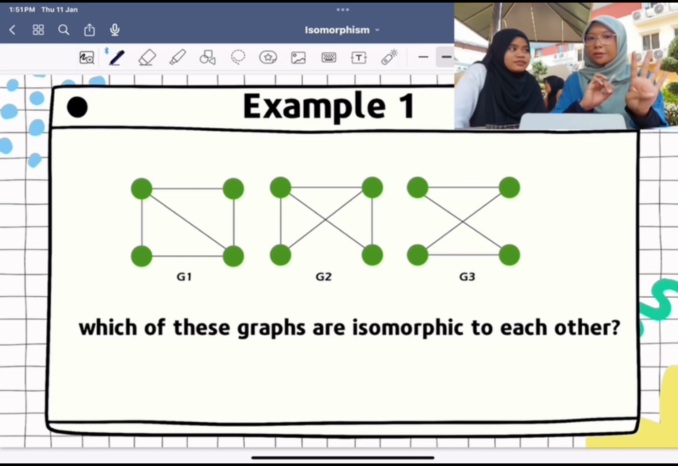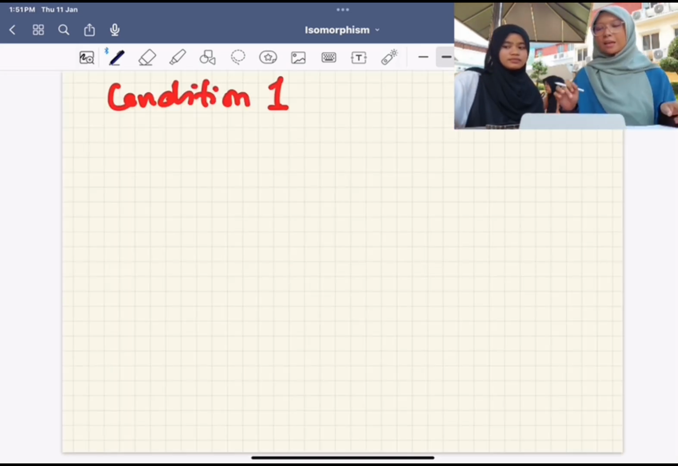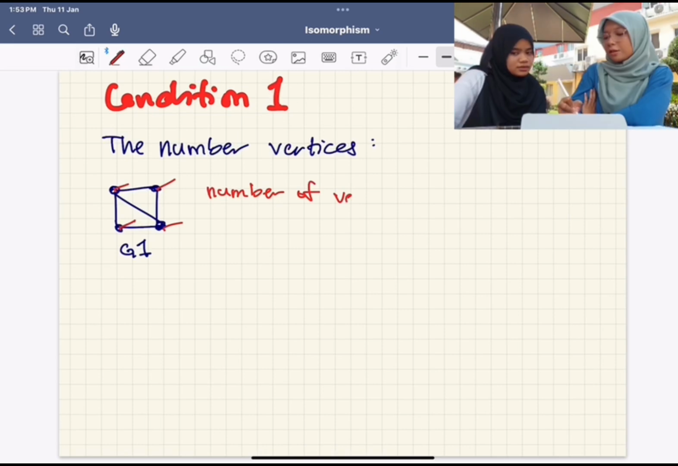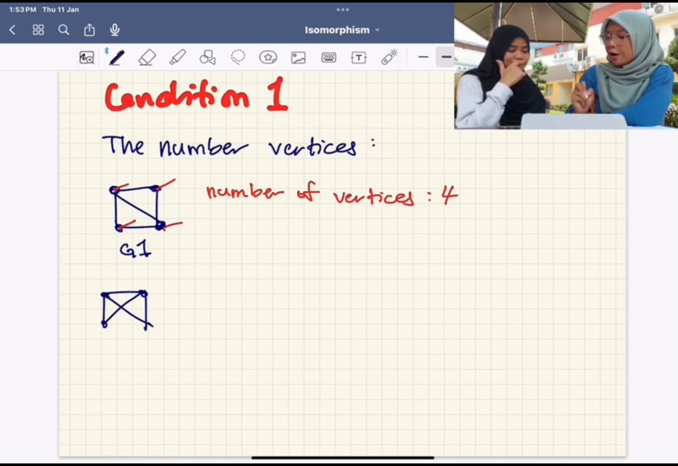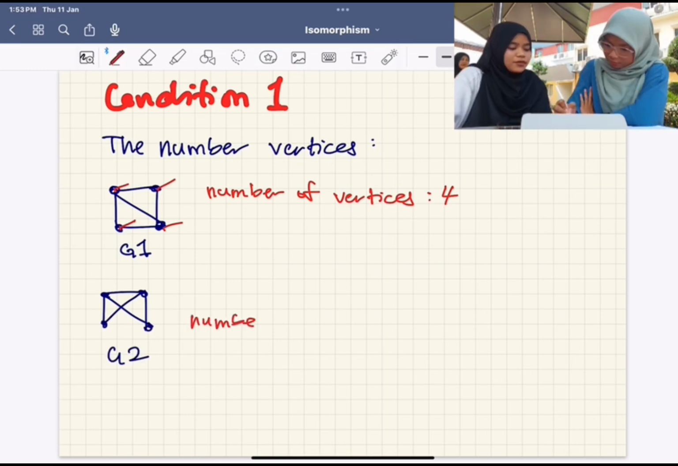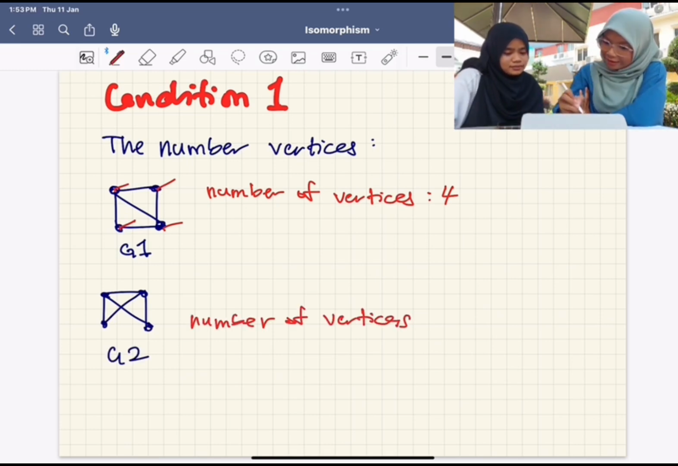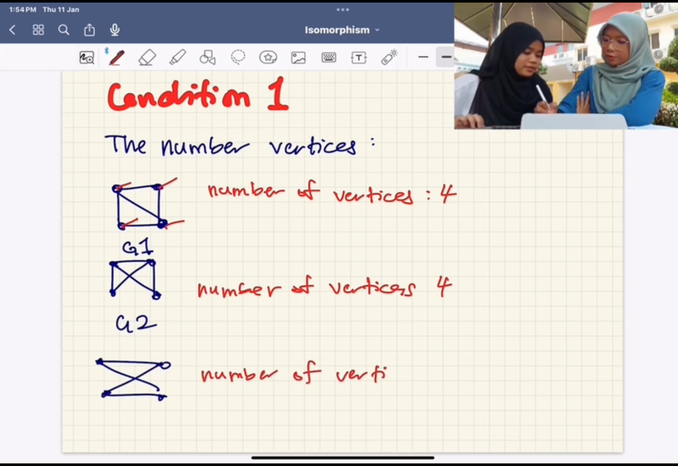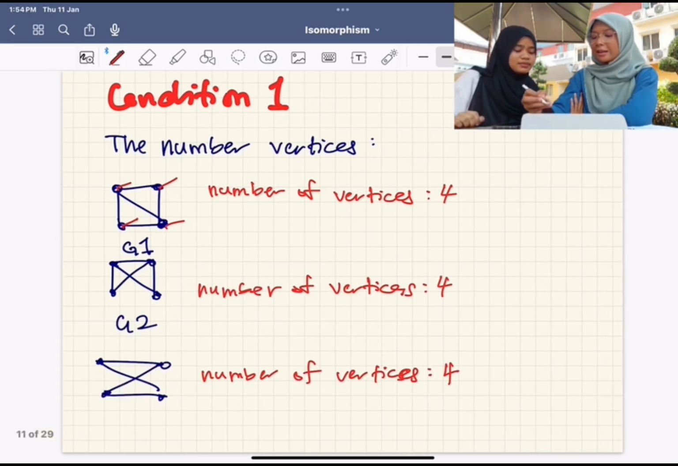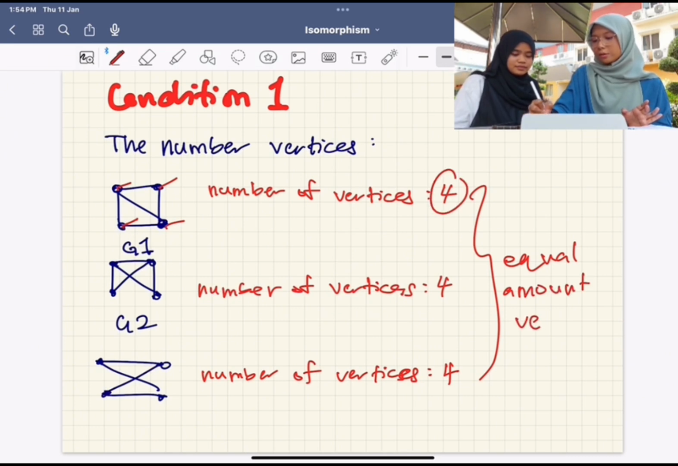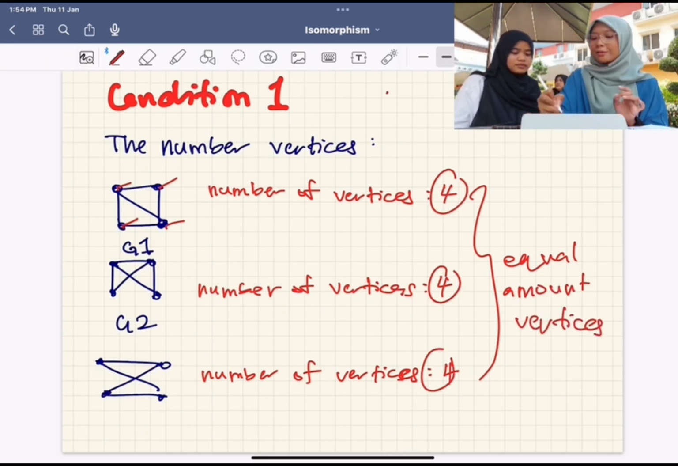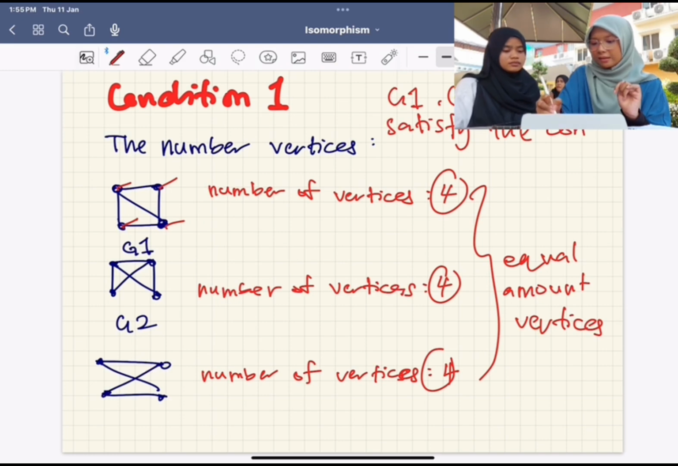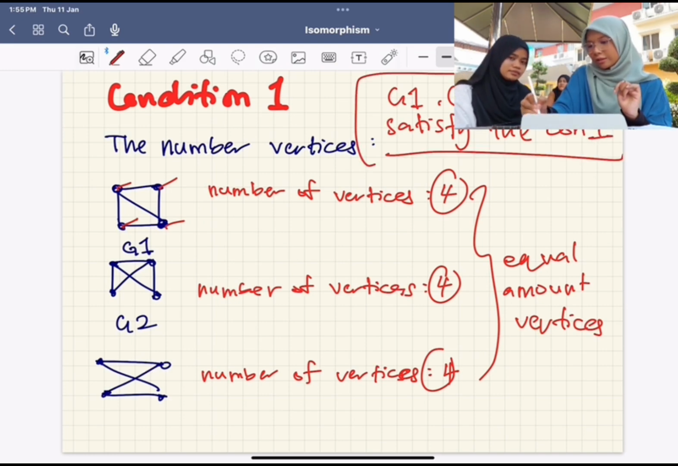We need to look at the 4 conditions that we just learned. Check condition 1 first, which is the number of vertices. G1 has 4 vertices. Okay, let's go to G2. How many vertices does G2 have? 4 vertices. Yeah, very well. And for the last graph, 1, 2, 3, 4. That's correct. So we can say that all these graphs have an equal amount of vertices. In conclusion, these 3 graphs, G1, G2, and G3, already satisfy condition 1.